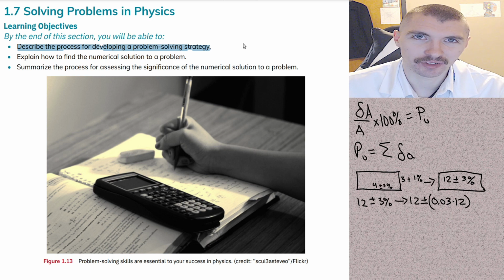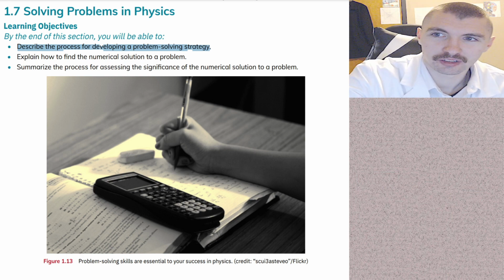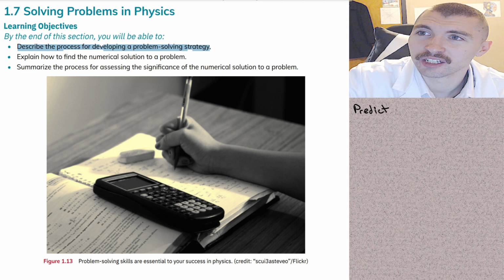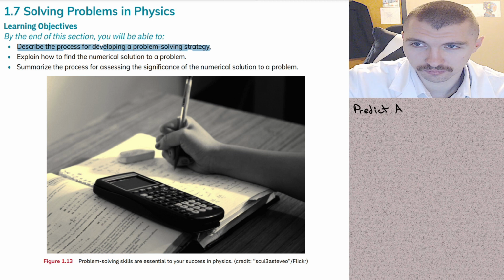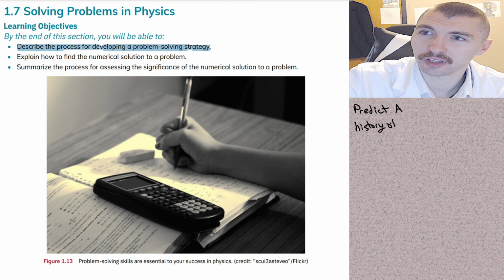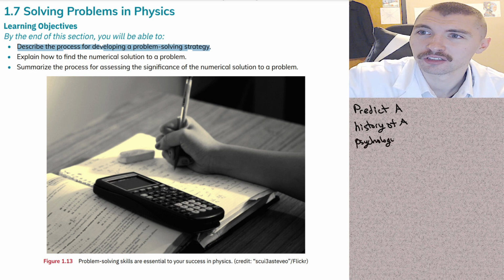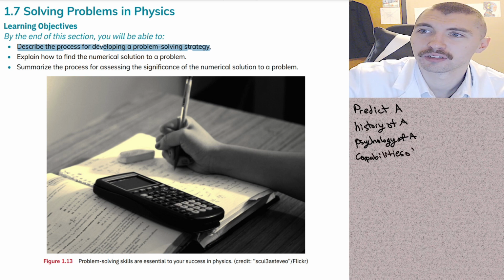So if the problem is predicting what you need to do, let me write this down. If you need to predict what adversary A will do, what do you need to know? You need to know the history of A. You need to know the psychology of A. You need to know the capabilities of A.